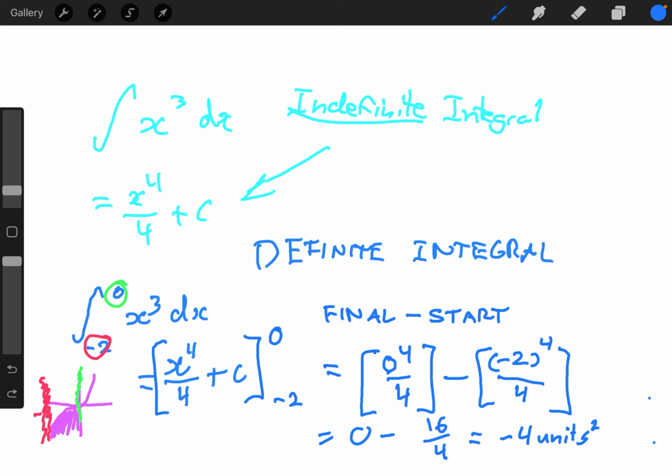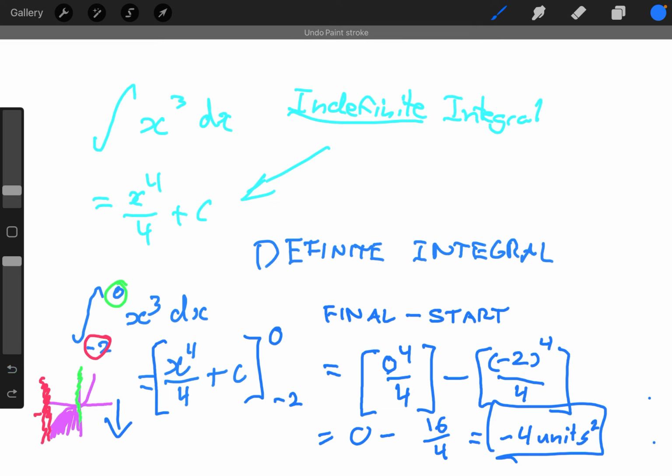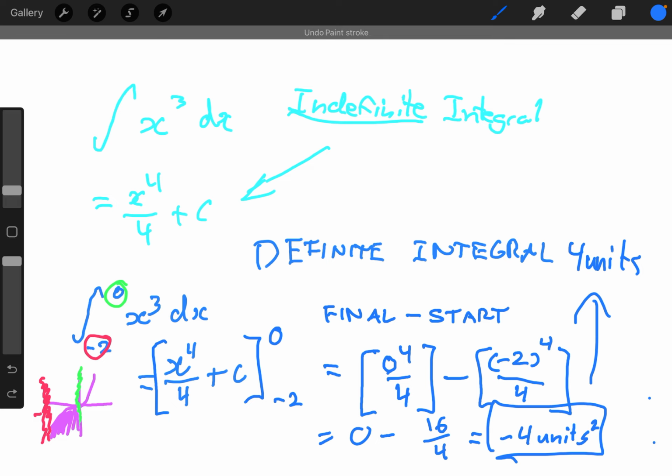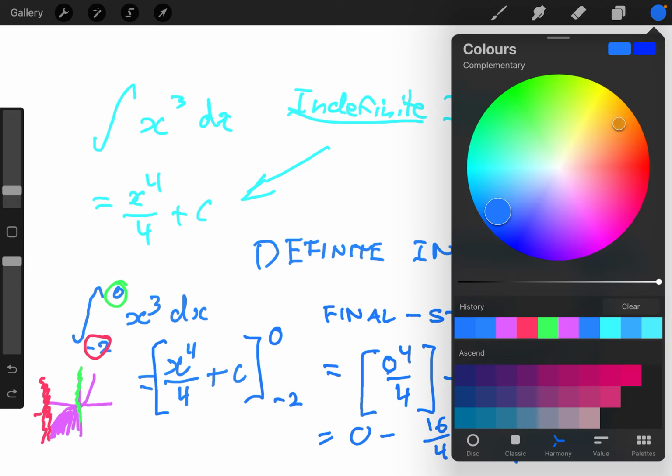But you might be wondering, how do you have -4 area? That doesn't really seem right. What it means is, it's negative because it's just under the x-axis. So that's why it's a negative area. But if you want to know the actual area of that, you literally just turn it to positive. So it's just 4 units squared. That's it. So yeah, that's what it is. And we'll try a different one.